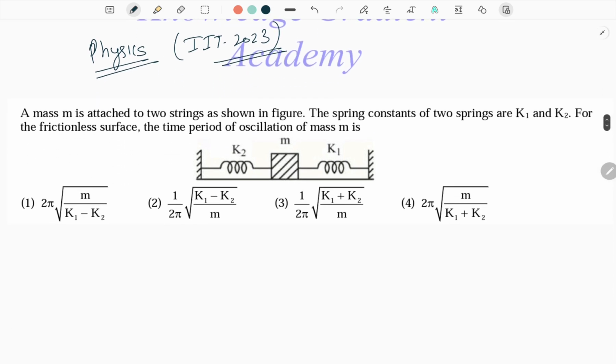2023 problem. A mass M is attached to springs as shown in the figure. The spring constants of these two springs are K1 and K2. For the frictionless surface, find the time period for the oscillation of mass M. So they are asking about the time period of oscillation.